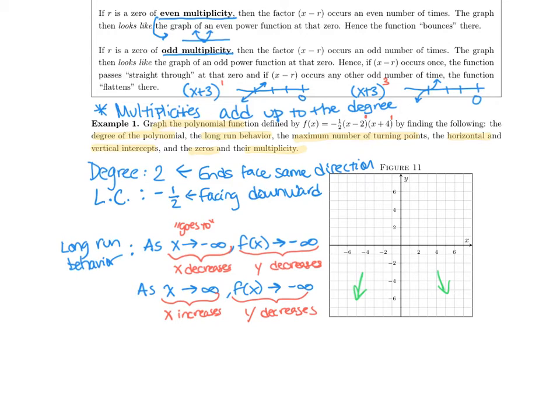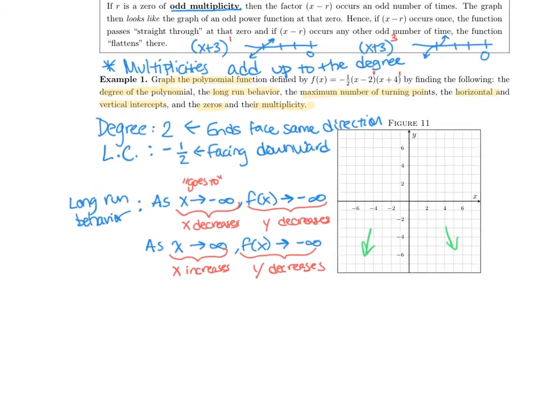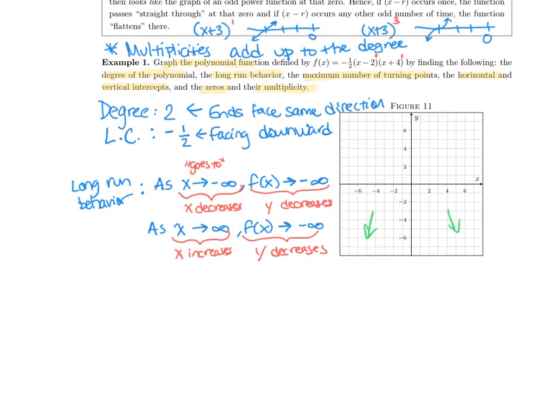Next, it asks for the maximum number of turning points. We're also going to list the maximum number of zeros because that's going to go pretty quick. So let's see. The maximum number of turns, that's going to be 1 less than the degree, so that's going to be 1. And if we were to list just the maximum number of zeros, that's going to be the same as the degree, so that's going to be 2. And the last 2 things we're going to do is find vertical intercepts and then just information about the horizontal intercepts.